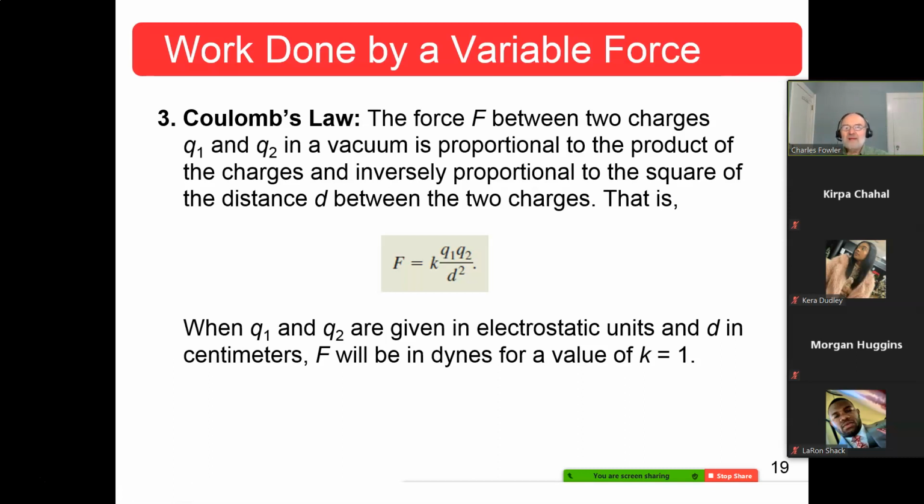But electrostatic attraction is stronger than gravitational attraction, but gravitational attraction will go over a much bigger distance than electrostatic. So that's why they're saying D is in centimeters. Well, if you make your D in centimeters, then your force has to be in dynes, which is a smaller unit than a Newton. Okay. And why they say for a value of K equal 1, I'm not sure.